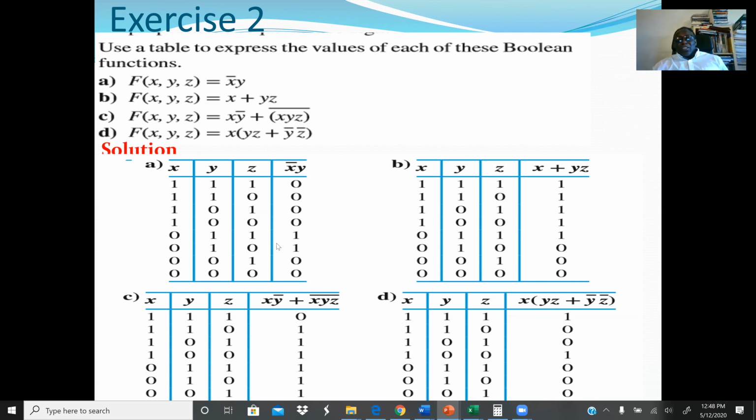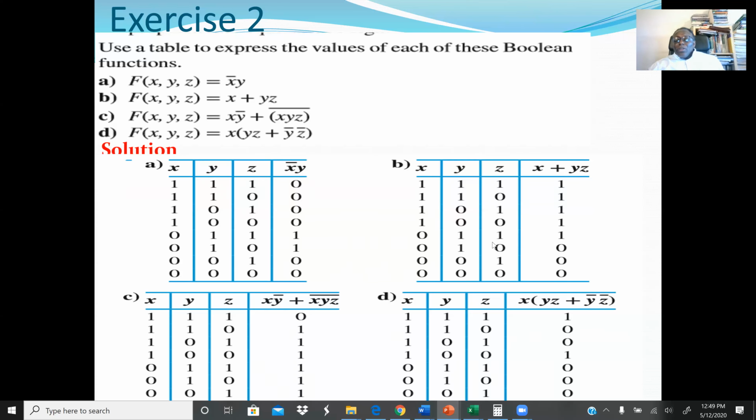The second question is the same. How many variables? 3 again. So we have 8 possible combinations. Now what I'm looking for is x plus yz. So y times z is 1, and 1 plus 1 is 1. Y times z is 1 times 0 is 0, and 0 plus 1 is 1, because we get y times z and then plus x. So for example, here 0 times 0 is 0. 0 plus 1 is 1.